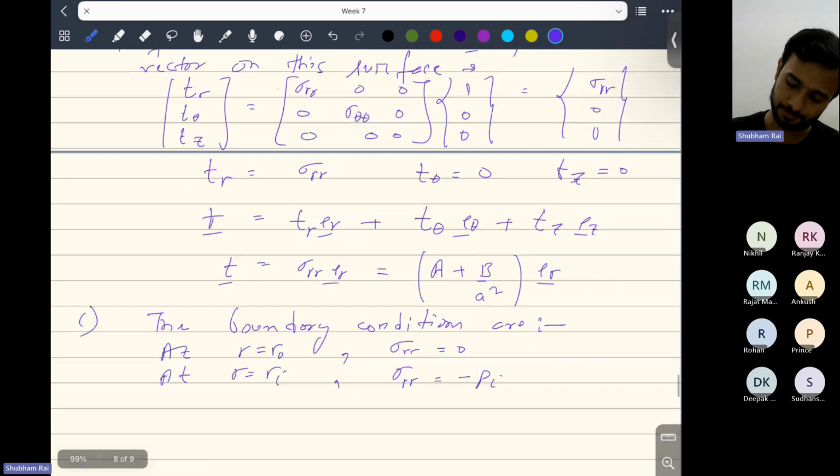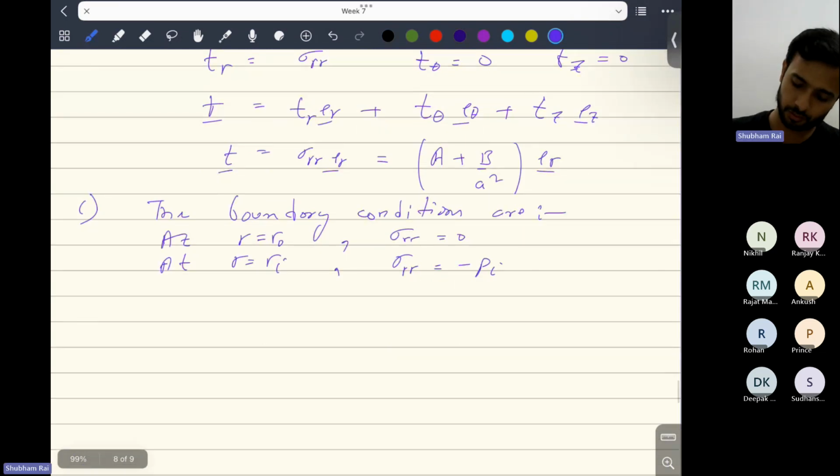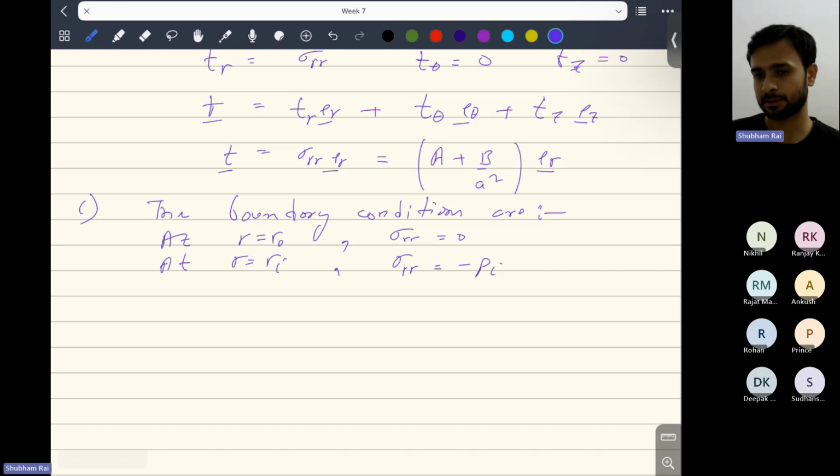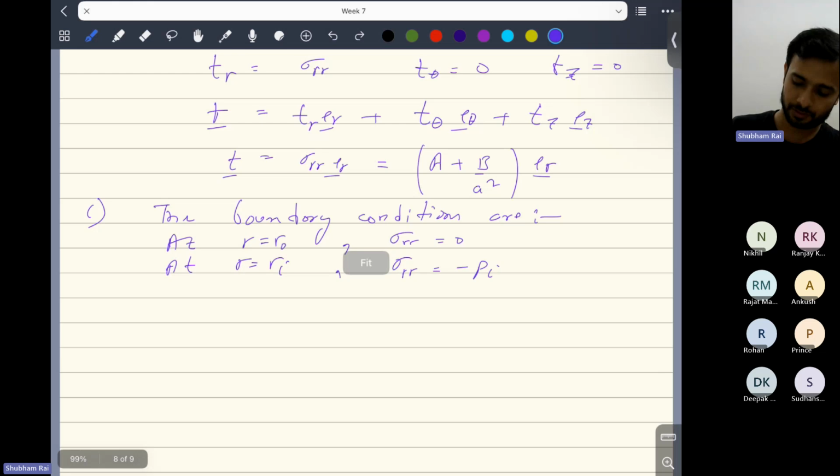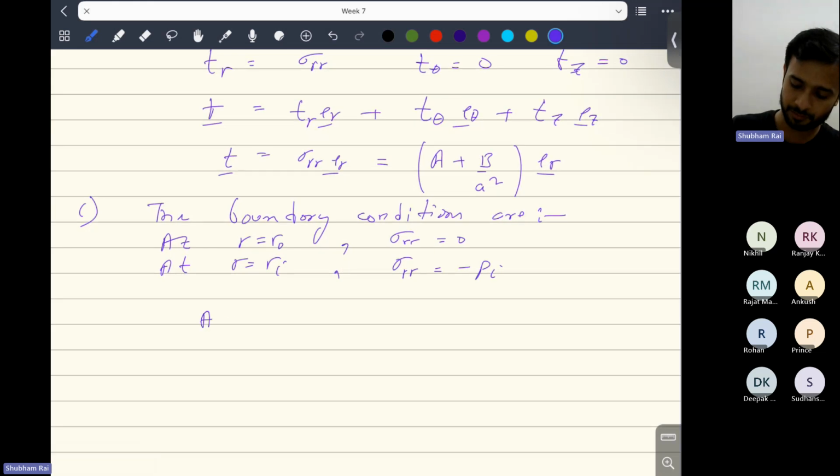Okay, so this is fine. So now you can easily find it out because you have two constants in sigma r and you have two values of sigma r. So let me firstly put the first condition. Sigma r is a plus b by r square, so a plus b by r outer square will be zero. And the second condition is a plus b by r inner square, so that will be minus of b.